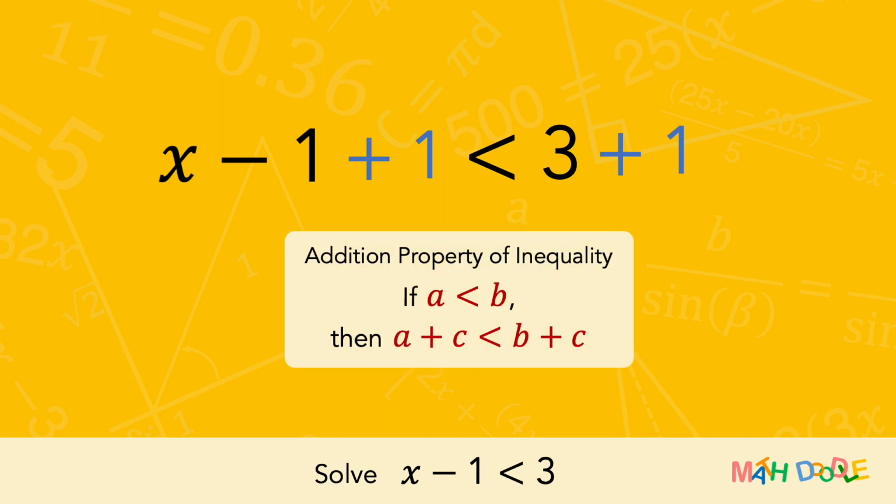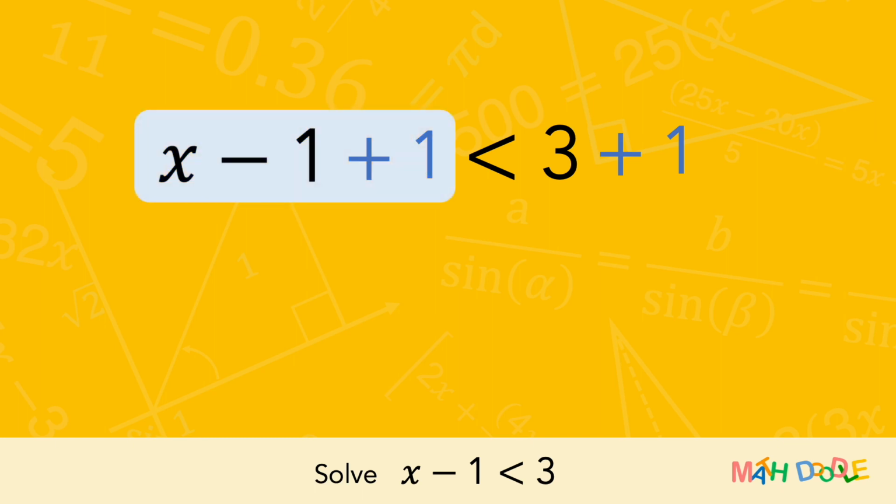Here, it is important to treat both sides equally. So, when we add a number to one side of the inequality, we must add the same number to the other side. After adding 1, the left side of the inequality is simplified to x.